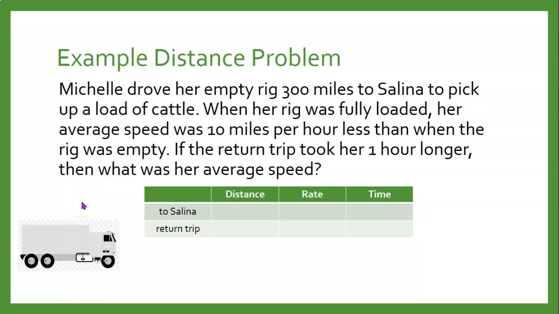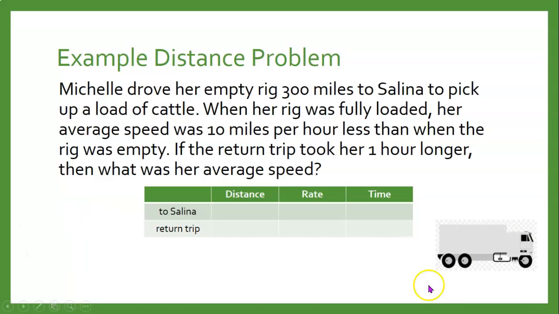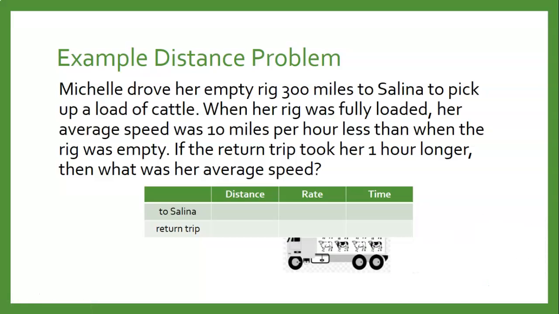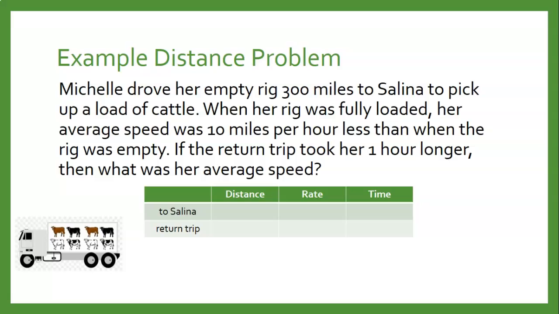So notice what's going on in this problem. She drives the empty rig 300 miles to Salina, picks up a load of cattle, and drives back to where she started from. So another 300 miles. So we have two trips. In problems like this, we either have two different trips or we have two different vehicles or something like that. But here we have the trip going to Salina to pick up the cattle, and then we have the return trip. Those are the two rows of the table here.